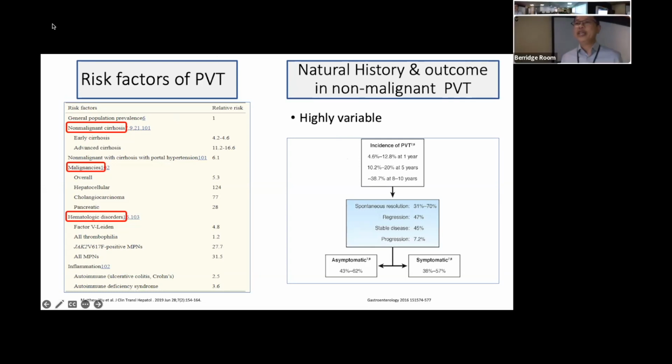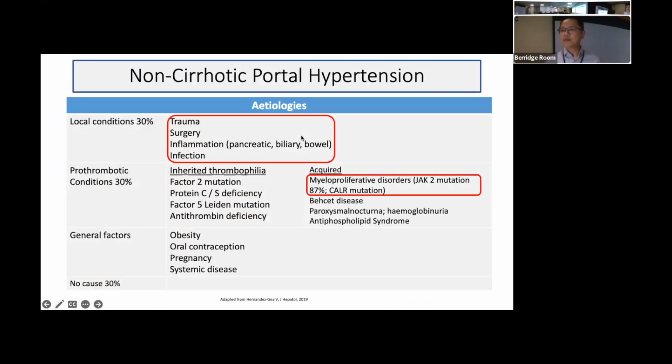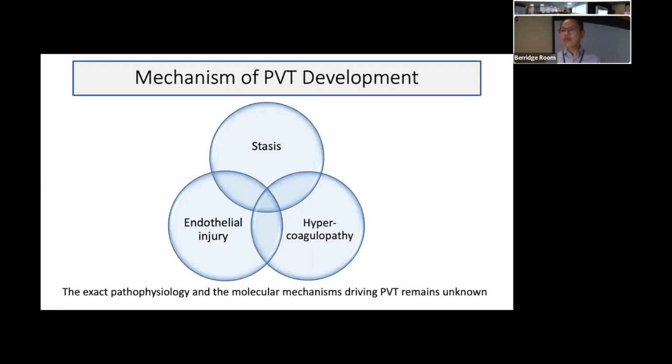So for those who just joined in, welcome. Sorry, there was a bit of delay there, but we started to talk about acute and chronic portal vein thrombosis, heading into mainly non-malignant portal vein thrombosis. So the natural history and outcome in non-malignant portal vein thrombosis I mentioned before is highly variable. 50% may recanalize and another 50% may present with symptoms. I think I talked about the underlying cause. I'm going to skip that.